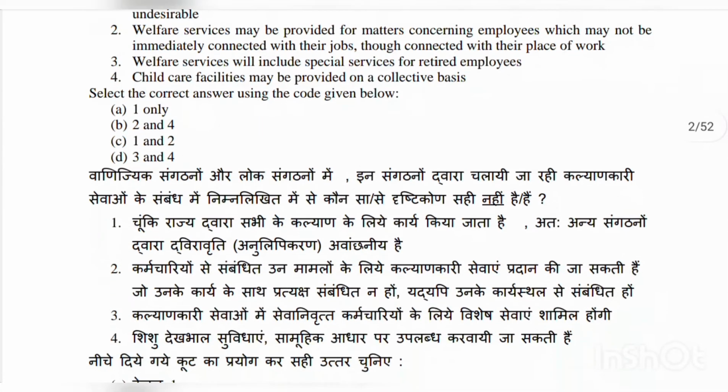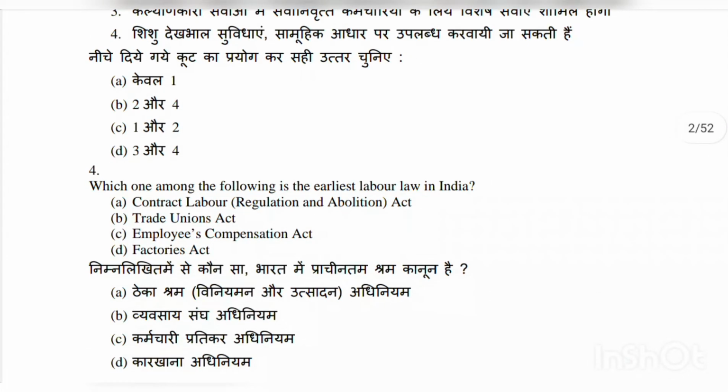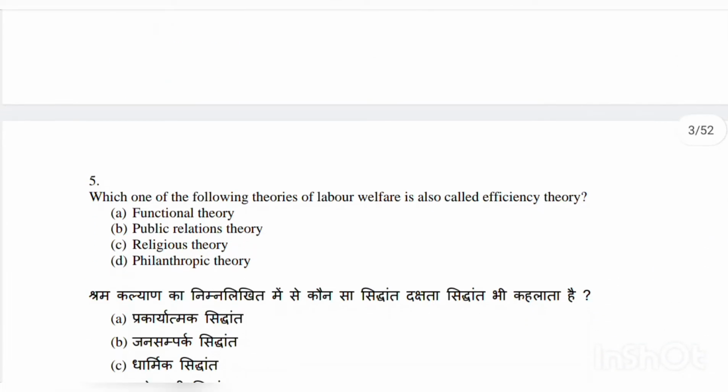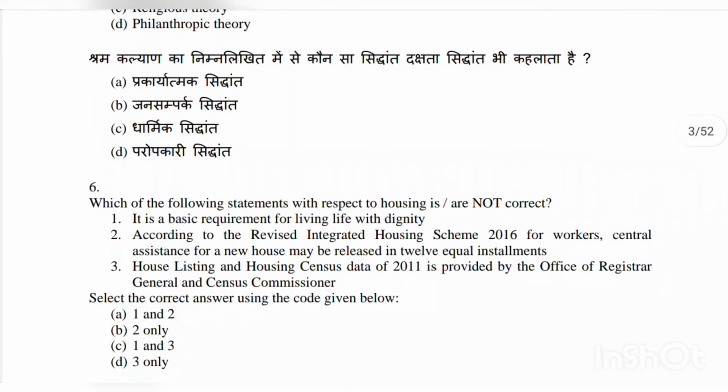The fourth one, which one of the following is the earliest labour law in India? That is the Factories Act, which was enacted in the year 1881. Which one of the following theories of labour welfare is called the efficiency theory? That is the functional theory. Functional theory is called the efficiency theory.